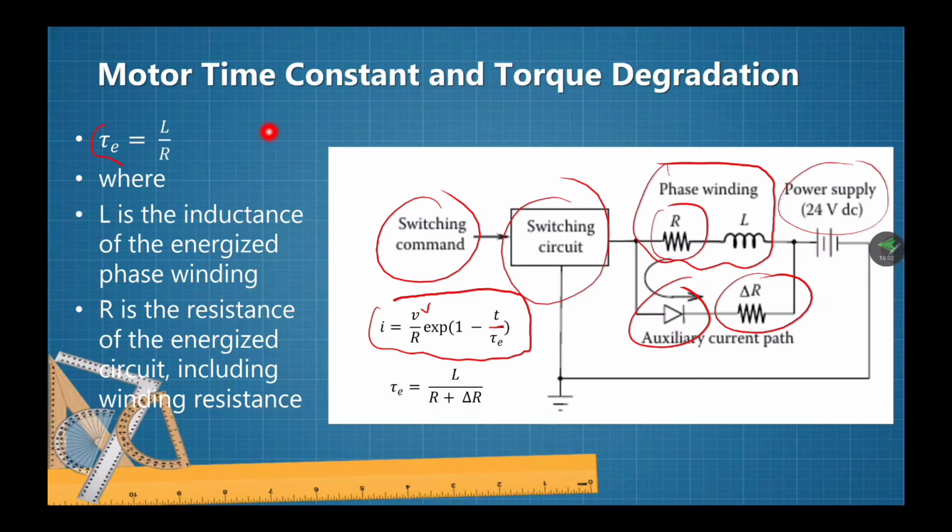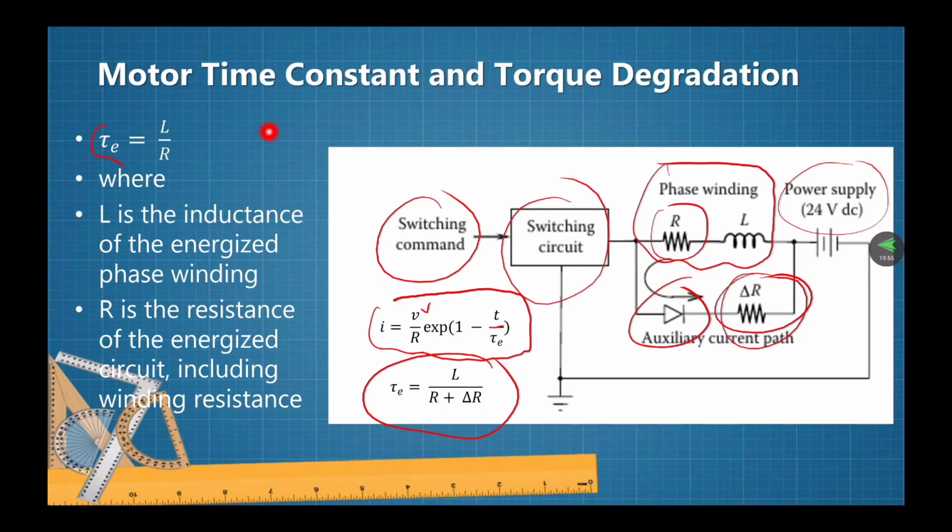Which is connected in parallel with the pass winding. In this case, the current will loop through R and delta R as shown during the switch on and switch off periods, thereby decreasing the electrical time constant to tau E equals L per R plus delta R. During the steady condition, however, no current flows through the delta R. Such circuits to improve the torque performance of the stepping motors are commonly integrated into the motor drive hardware.